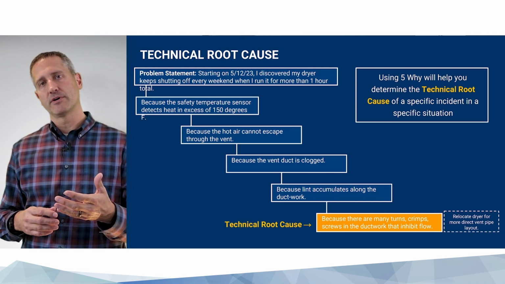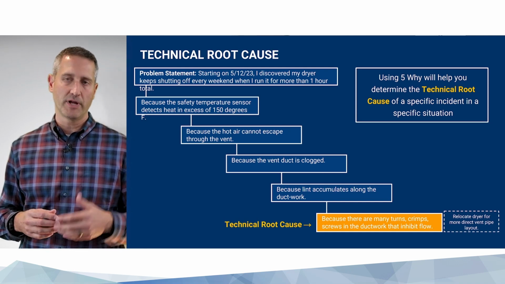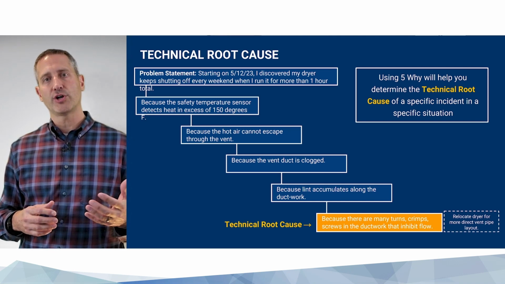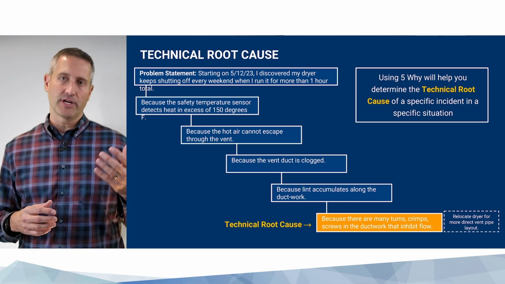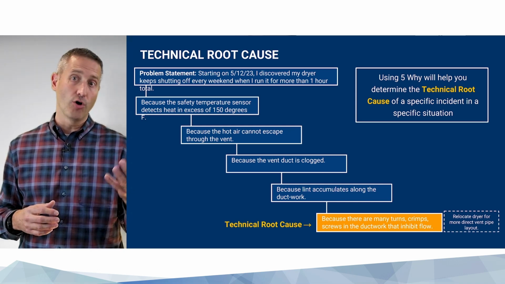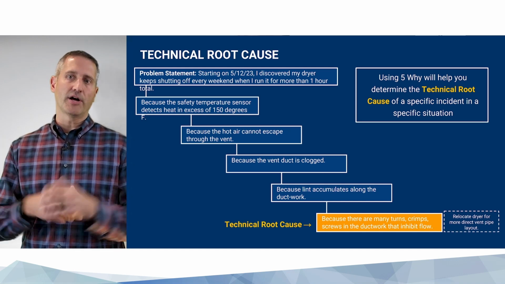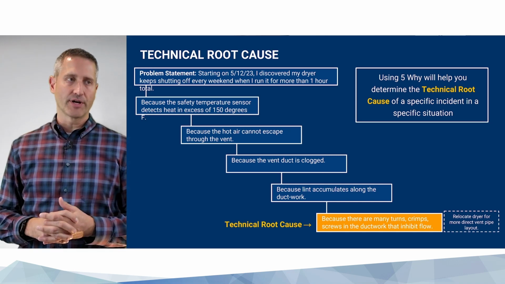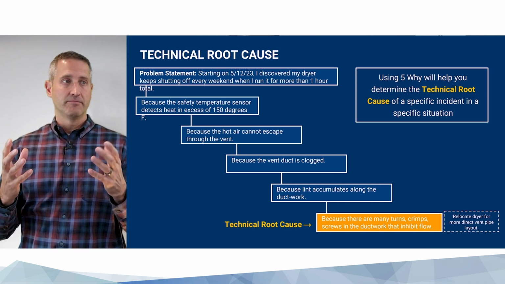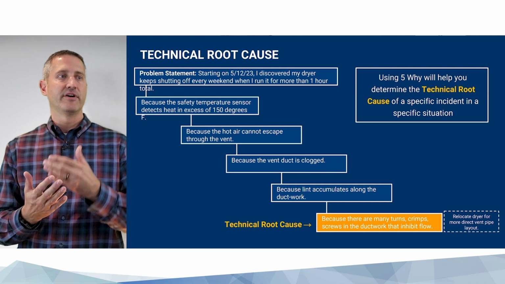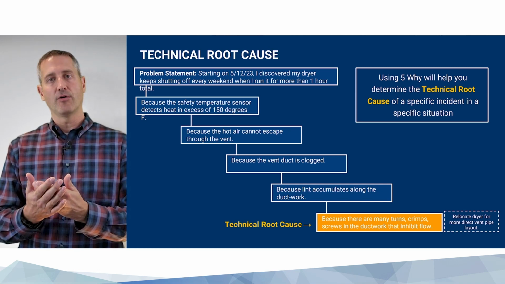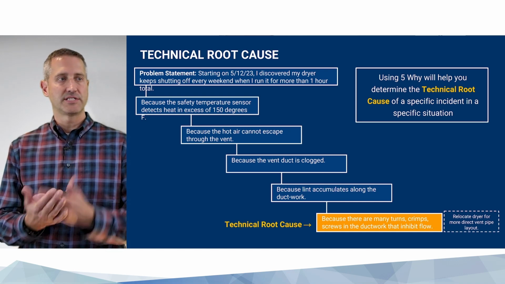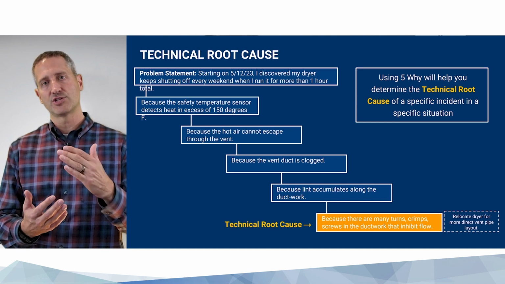And so I picked up the troubleshooting manual, the instruction manual, and looked at the troubleshooting area. And I found that the dryer will shut off when the heat sensor gets to 150 degrees or over. And that's a safety precaution, right, to make sure that we don't burn down our houses. But I said, why is this heat sensor going off, right? So here's my problem statement. My dryer keeps shutting off after I run it for more than an hour. And my first why is because the temperature sensor detects heat in excess of 150 and shuts off.